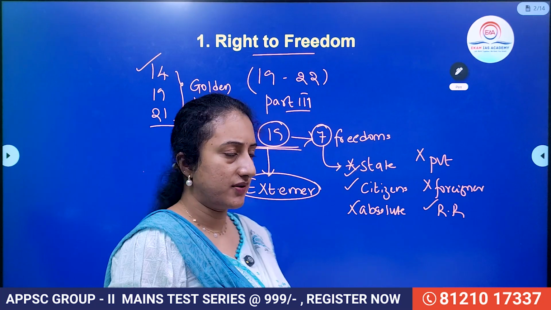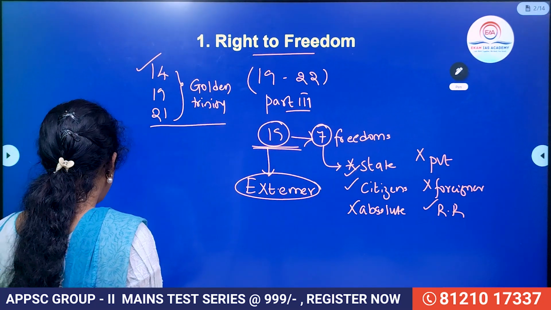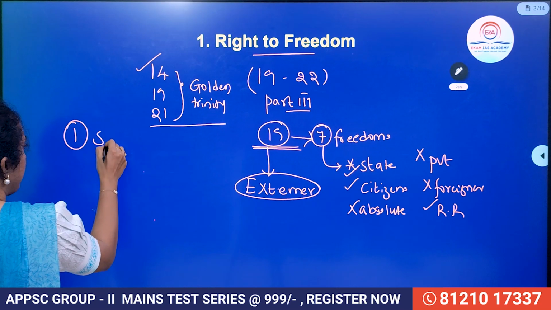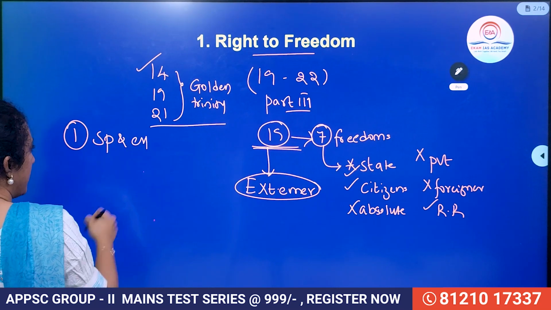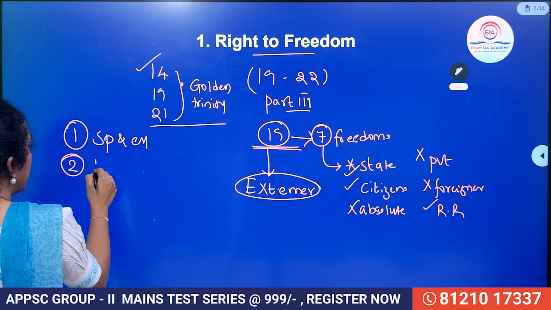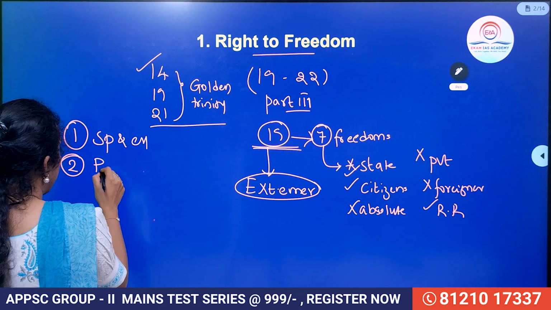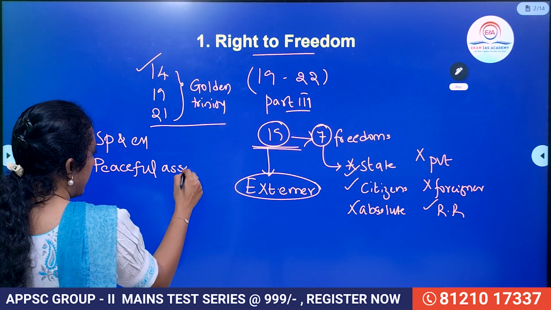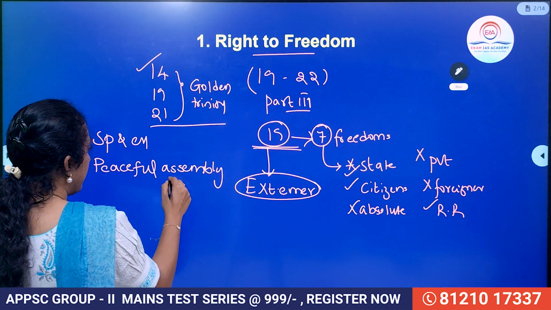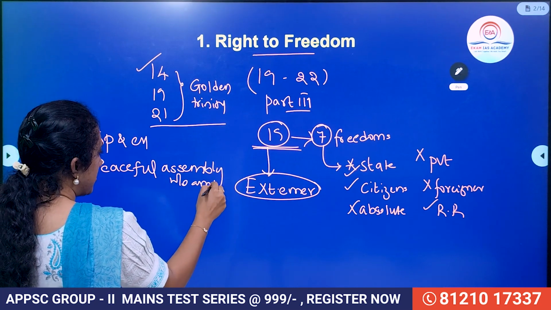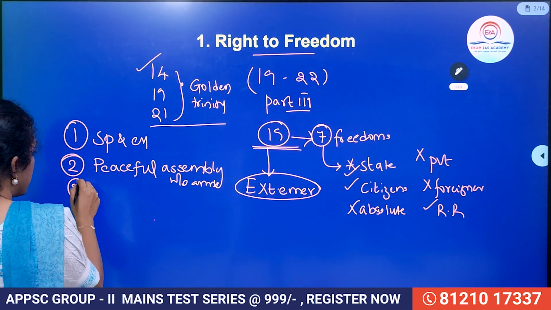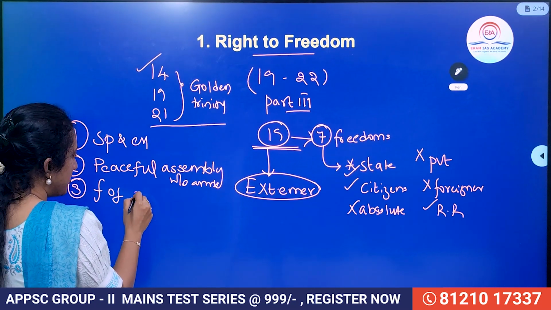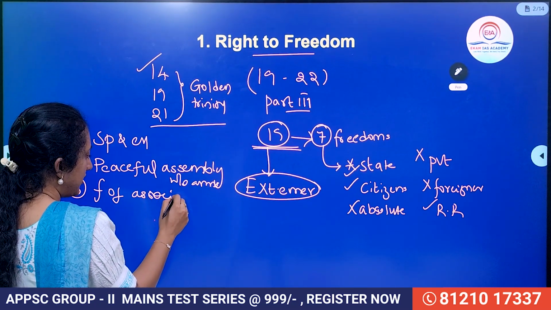Then what are the freedoms that we have under Article 19? First, let us understand the 7 freedoms. You have freedom of speech and expression, then freedom to assemble peacefully without arms. Peaceful assembly without arms is also one major thing you have to understand. And then freedom of association.